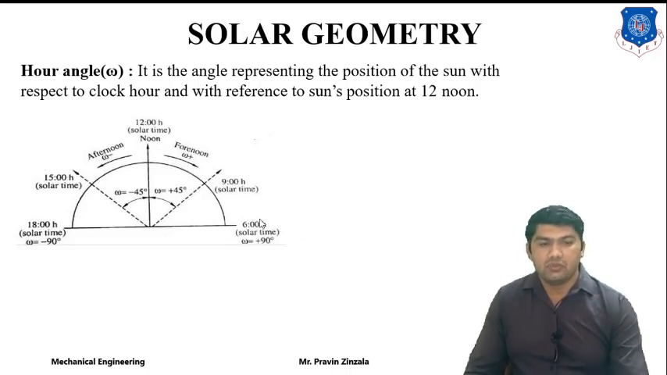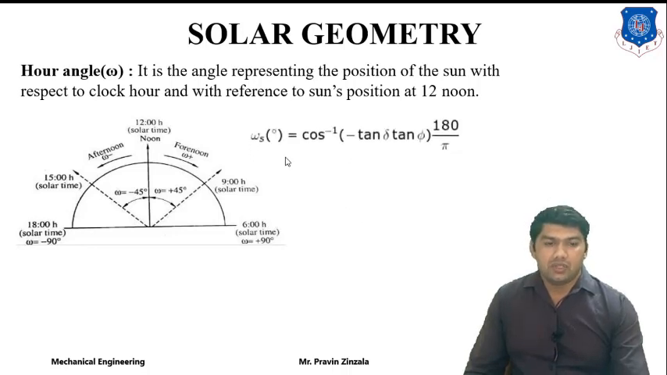This is the position of the sun at 6 hours. At noon, we consider the sun at the exact top, so it is called the sun at zenith. After that, at around 18 hours, omega is equal to minus 90 degrees. So with respect to the position of the sun, we can measure the hour angle. The equation for measuring hour angle, generally in degrees, is cos inverse of square bracket minus tan delta times tan phi, times 180 divided by pi, which gives the value in degrees.